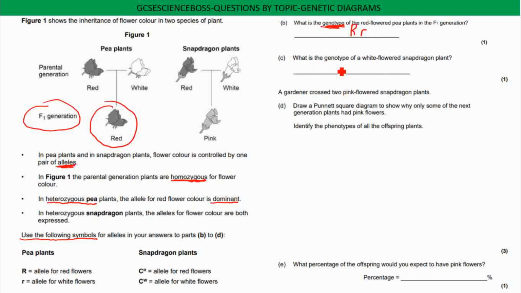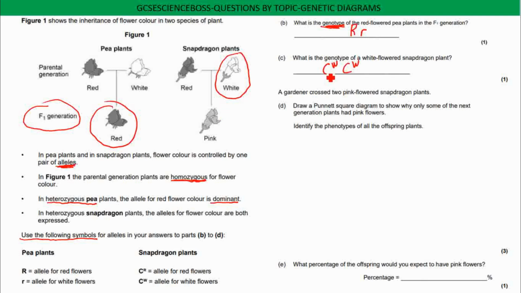Next up, what is the genotype of a white flowered snapdragon plant? So what's the genotype here? So we have a look at the key here. Since it is white, the white means therefore it has both CW genes. Because if you had any other color or a mixture of colors, it would give you pink. So the answer here has to be CW CW, because you can either be red, white, or pink if you have both alleles.